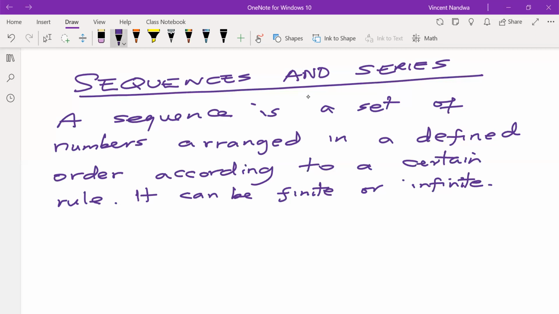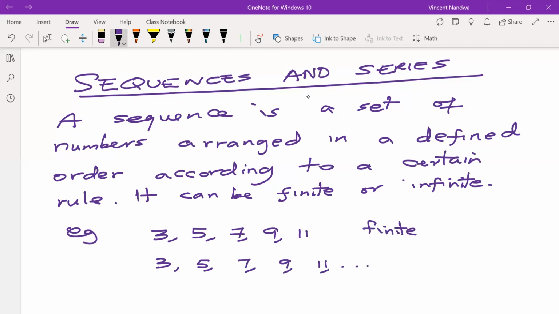So a sequence is simply a set of numbers arranged in a defined order according to a certain rule. And this set of numbers can either be finite or infinite. For example, 3, 5, 7, 9, 11 is a sequence. So this is a sequence which is finite, while this one is a sequence which is infinite.